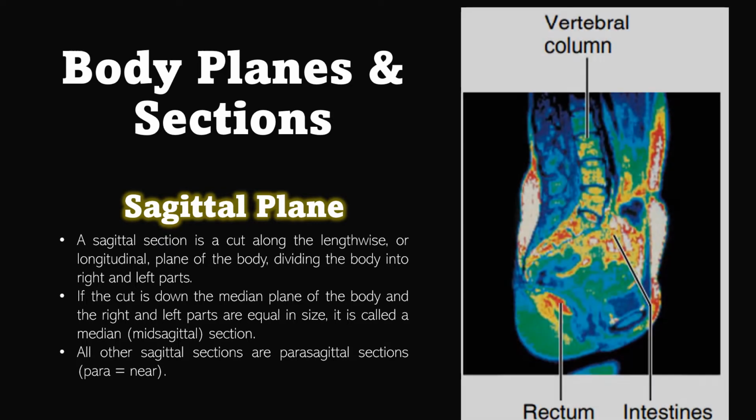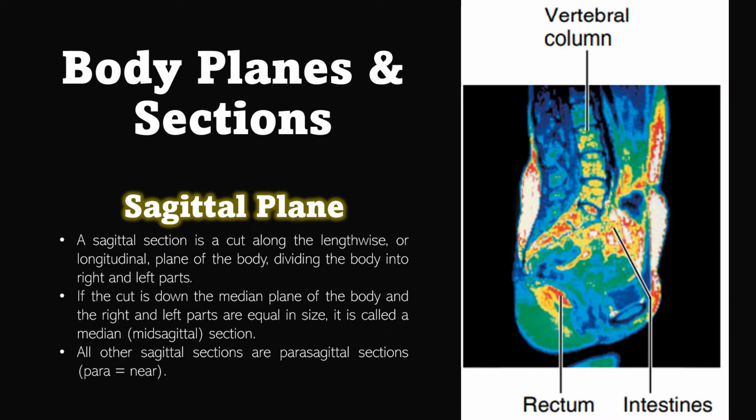If you want to look at the MRI of the sagittal plane, you will see something like this: a vertebral column, a rectum, and intestine.